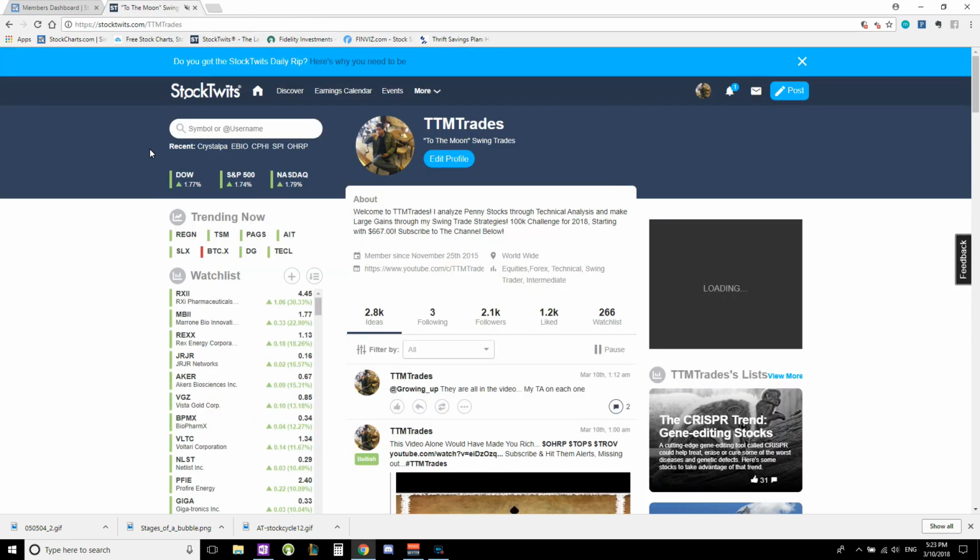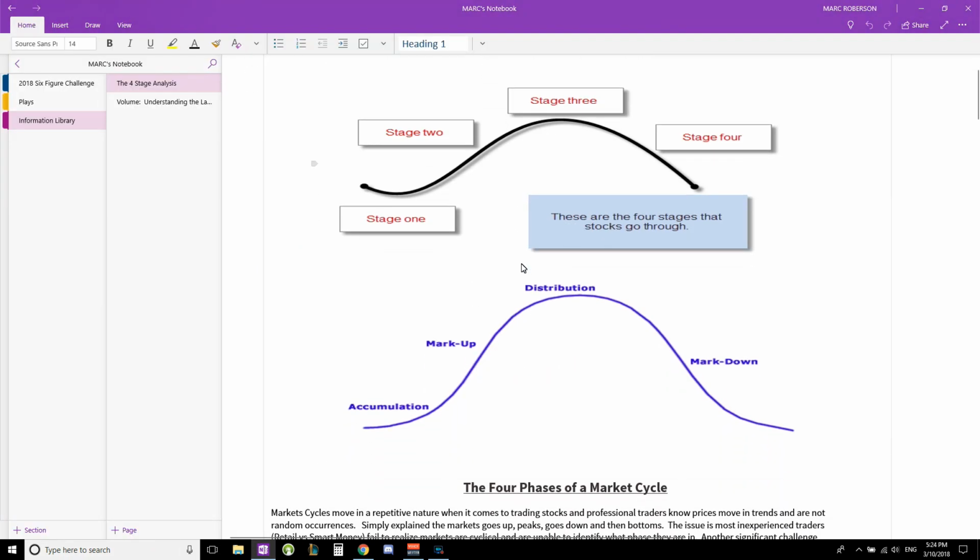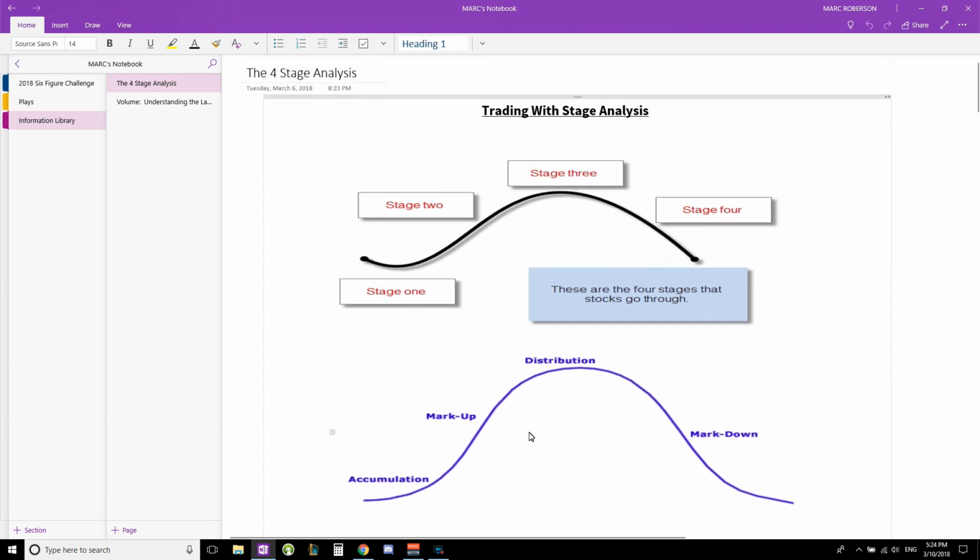So lock that in. All right, so today we're going to be learning about trading with stage analysis, the 4 phases of a market cycle. As you can see, stage 1, stage 2, stage 3, stage 4. These are the 4 stages that every stock goes through.